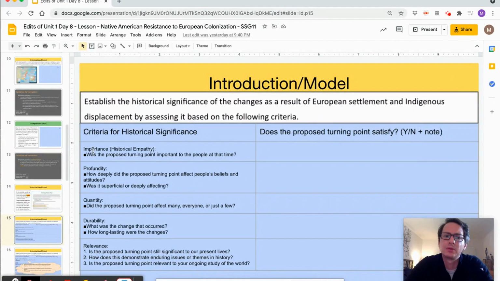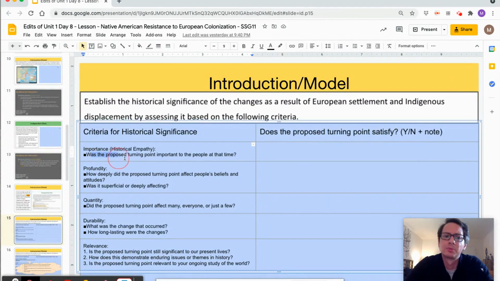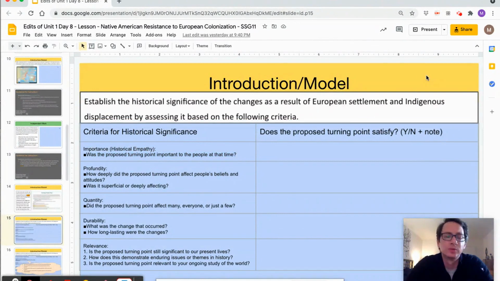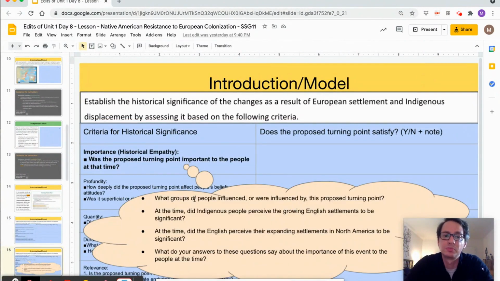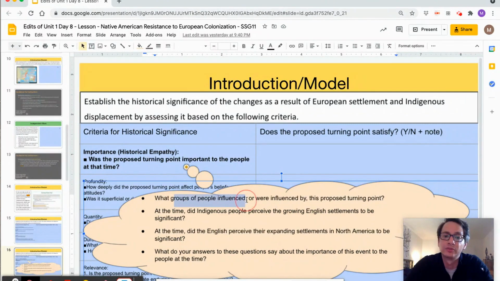First, when I'm thinking about the importance and whether or not the proposed turning point was important to people at the time, well, the first thing I need to do is identify who were the groups of people or individuals who were influenced by this proposed turning point. And you can see here that I identified the indigenous people as well as the English settlers.